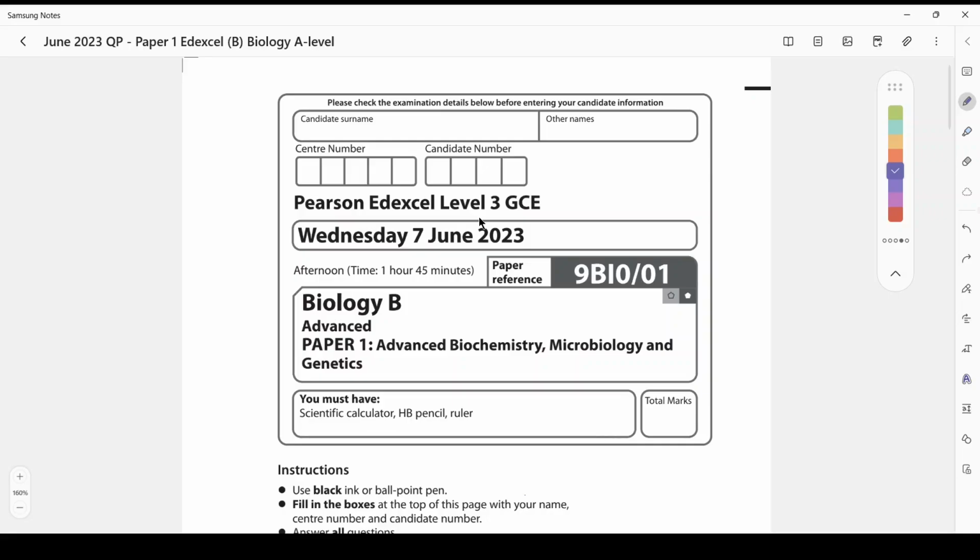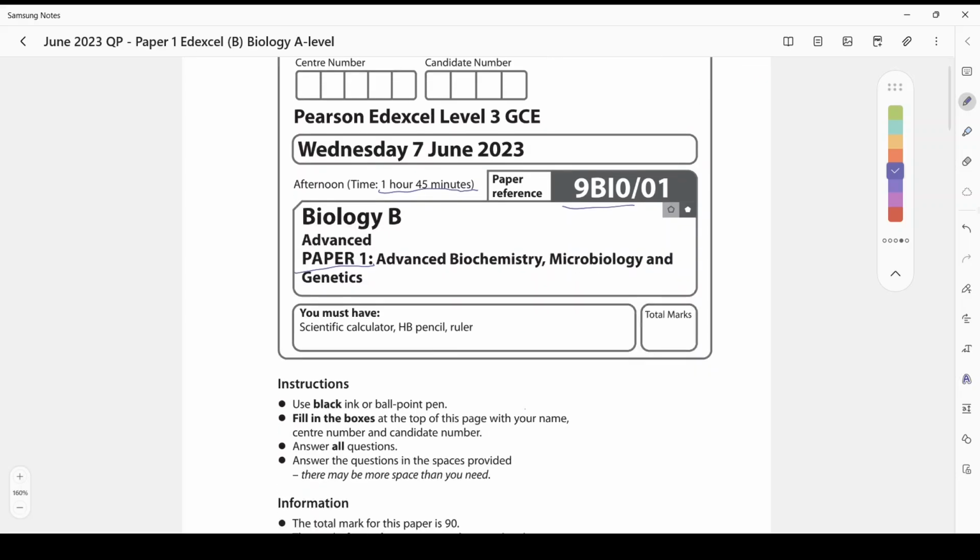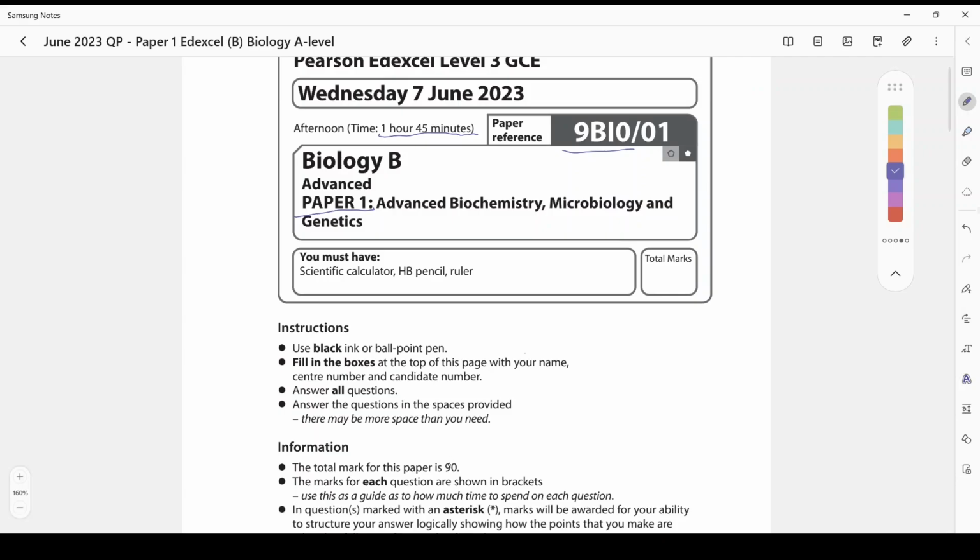Hi everyone, so today we'll be covering the June 2023 paper 1. As you can see here, this is from the Edexcel Biology A-Level B, and you can see the code for the syllabus here. So this is paper 1. This paper takes about 1 hour and 45 minutes, and the total marks for this paper is 90, which is about 30% of your final grade.